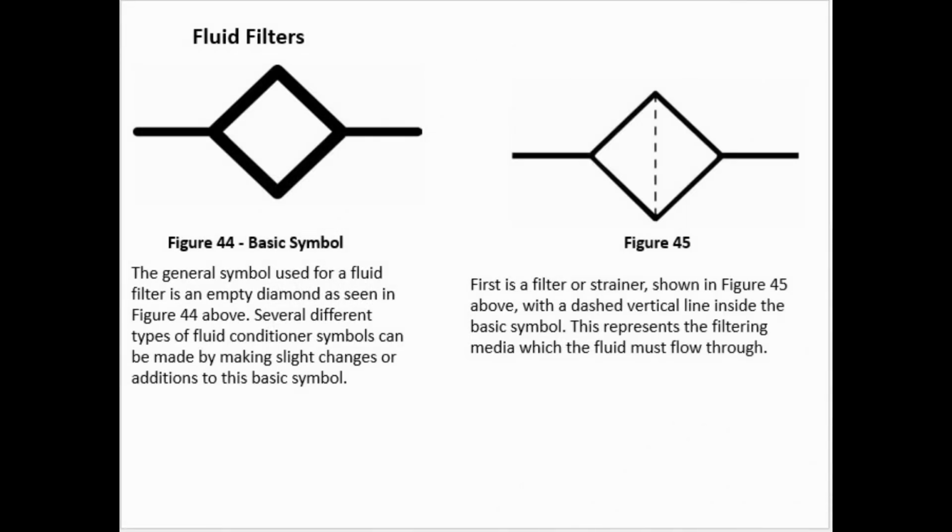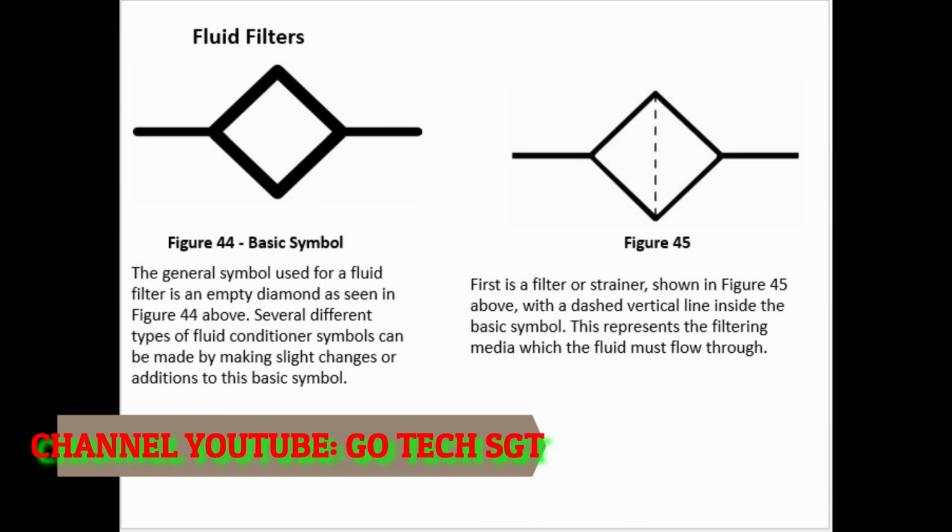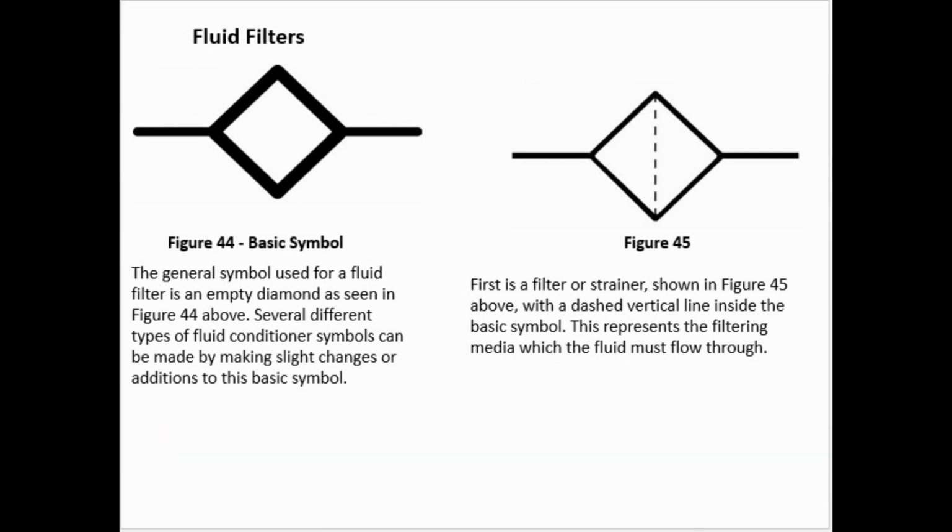Fluid filters. The general symbol used for a fluid filter is an empty diamond as seen in figure 44 above. Several different types of fluid conditioner symbols can be made by making slight changes or additions to this basic symbol. First is a filter or strainer, shown in figure 45 above with a dashed vertical line inside the basic symbol. This represents the filtering media which the fluid must flow through.